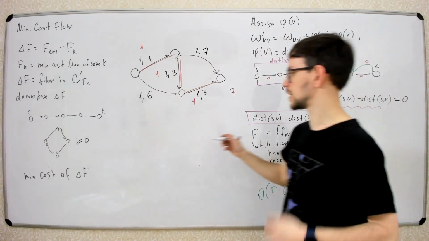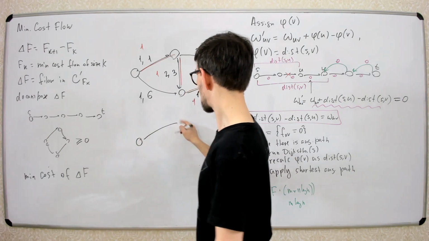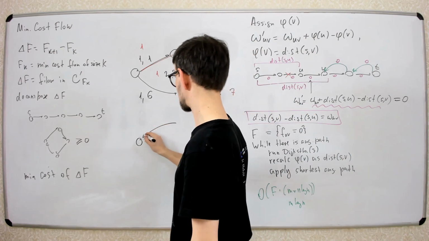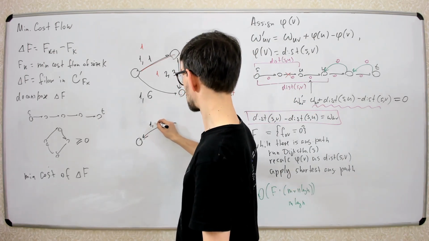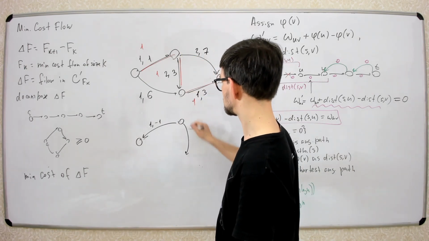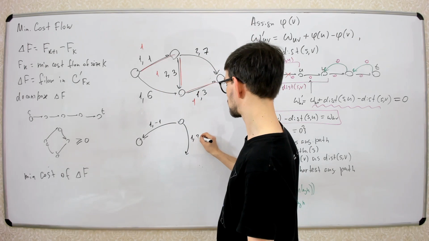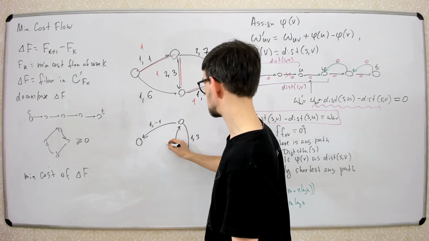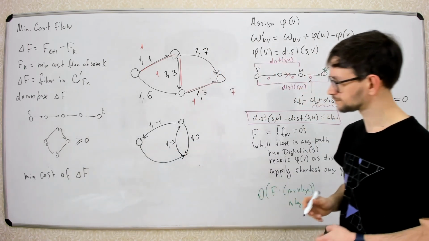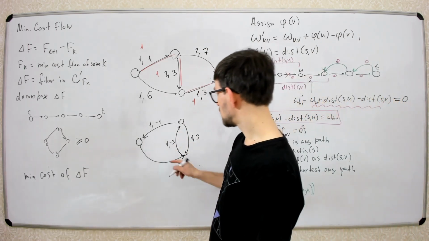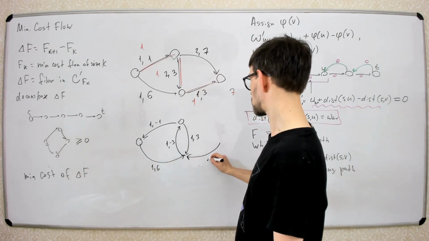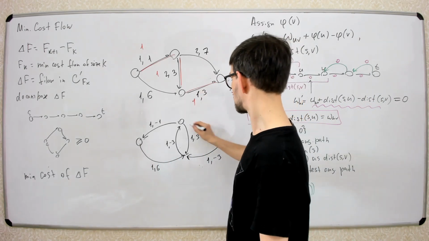Now what happens in the residual network? In the residual network you have something like this. You don't have this edge because the capacity was 1. So now you have the backward edge with capacity 1 and cost minus 1. Here you have a forward edge with capacity 2 minus 1 is 1, and cost 3, and a backward edge with capacity 1 and cost minus 3. And you have this edge with capacity 1 and cost 6, and you don't have this edge, you have a backward edge with capacity 1 and cost minus 3, and this edge.